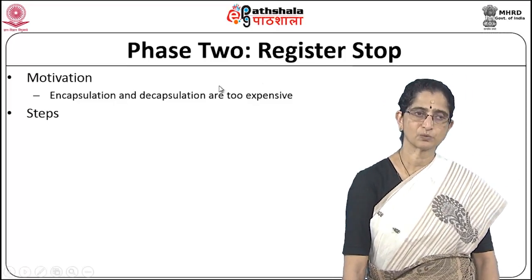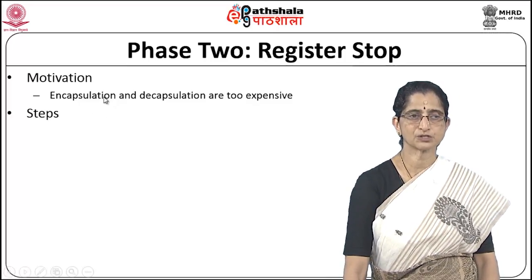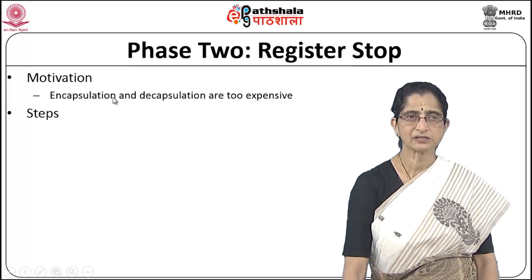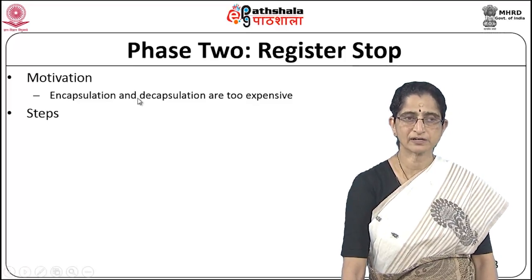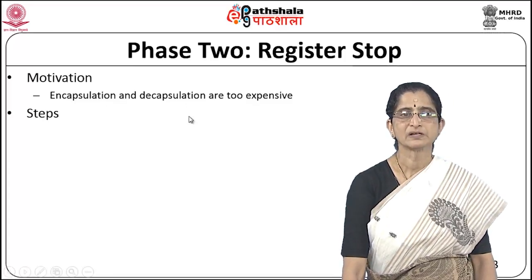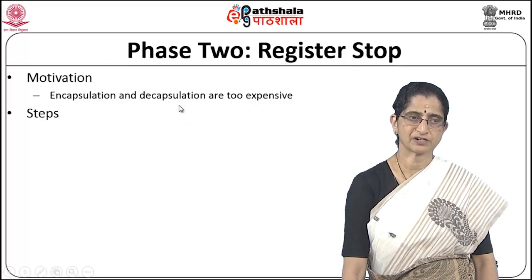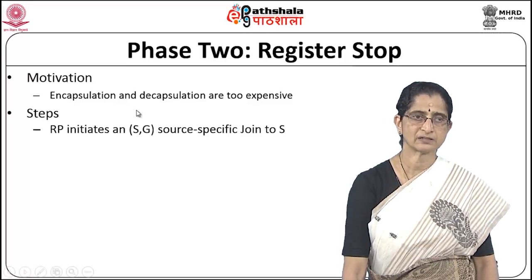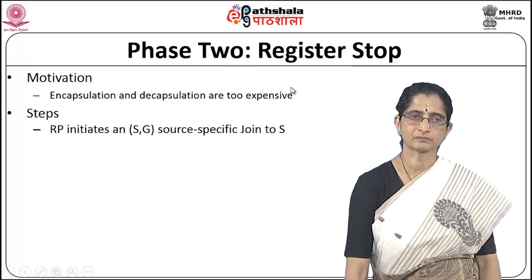Okay. So let us look at what happens here. Now we find that for every packet that needs to be sent by the source, it has to be first encapsulated by its DR and sent to the RP, and the RP has to decapsulate it and send it. So this encapsulation and decapsulation can be very expensive. To bring down the cost of this encapsulation and decapsulation, a register stop message is used in the PIM protocol.